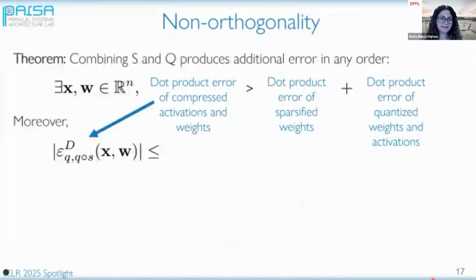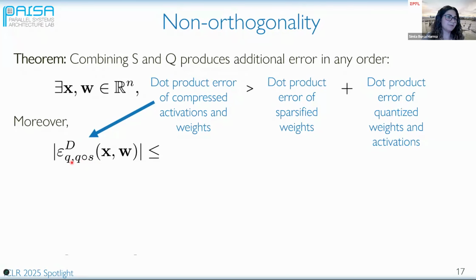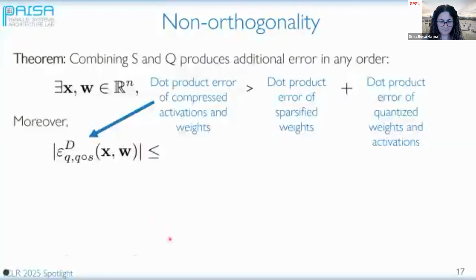Moreover, we can set an upper bound for this error of the composition. And here, please note that I am using this specific order because we established that this is the optimal order at the tensor level. But we also prove this for both orders, also for dot products. But I am only showing the optimal order for tensor level here.